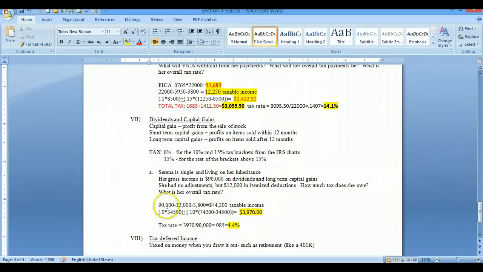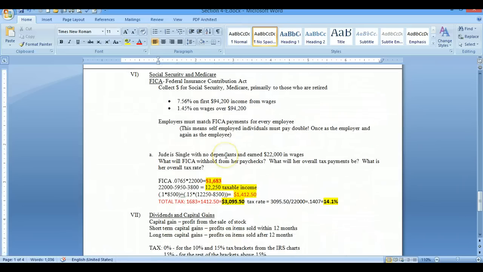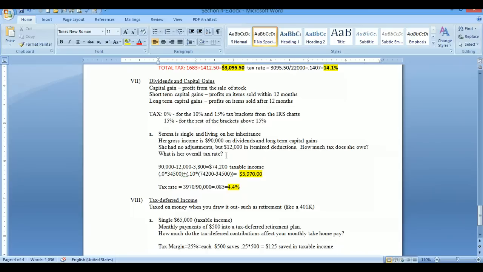So we take her $90,000, we subtract her deductions, and of course her personal exemption of $3,800, making her taxable income $74,200. For the first 10 to 15%, so she's single, that gets us up to $34,500. Just to double check, we'll come up here, single. The 15% ends at $34,500, so she owes nothing on the profits from her capital gains up to the $34,500. Previously, it used to be 5%, and things have changed. It's now 15% for the rest of the brackets above 15%.